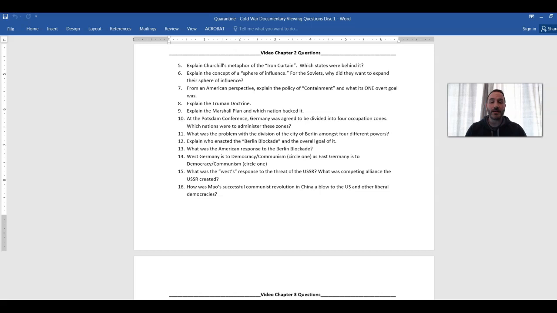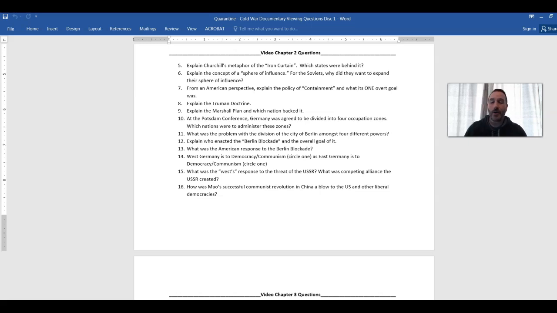So it was backed by the United States of America, and $17 billion doesn't sound like a lot to you right now, or maybe it does, I don't know. But $17 billion in the late 1940s was a lot of money, right? It was a lot of money.